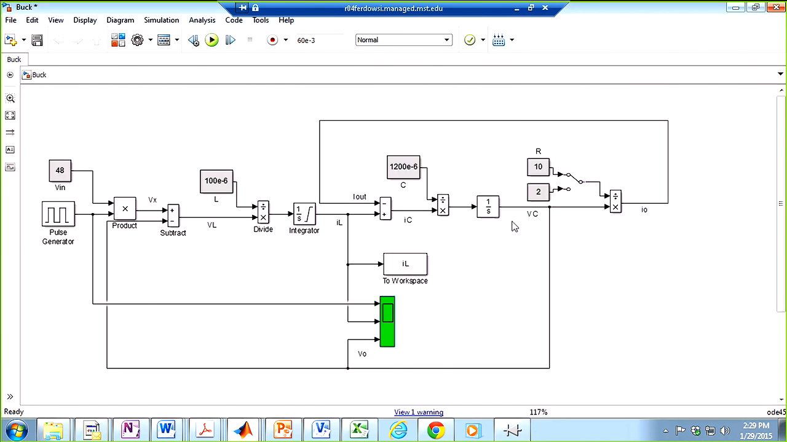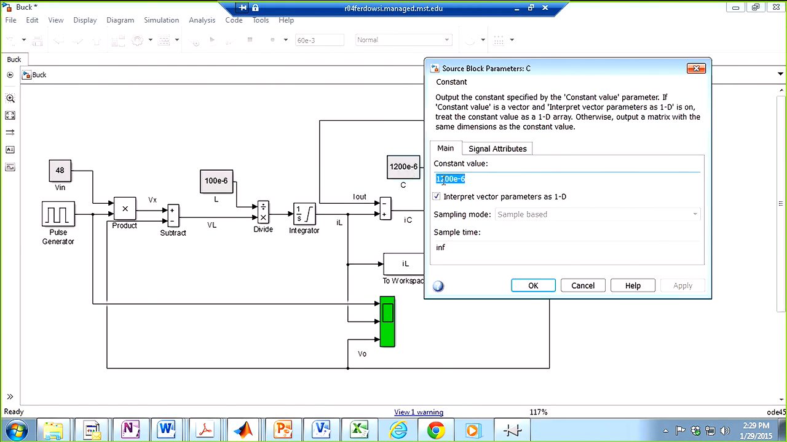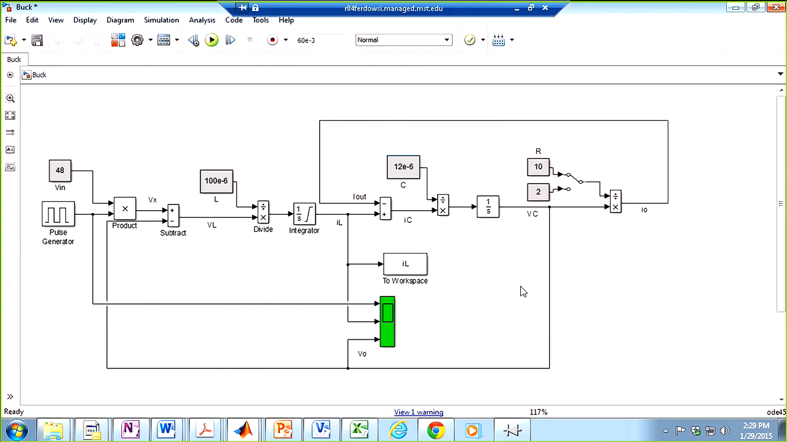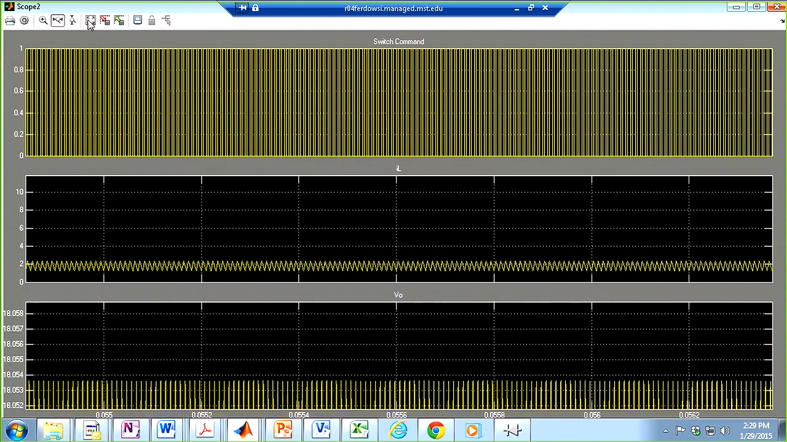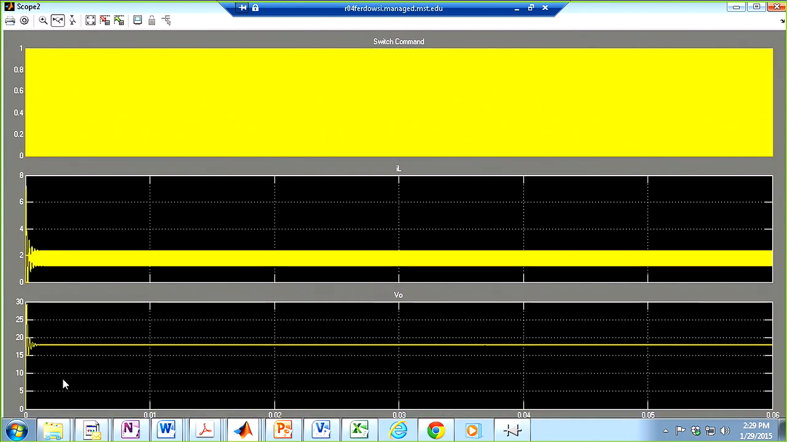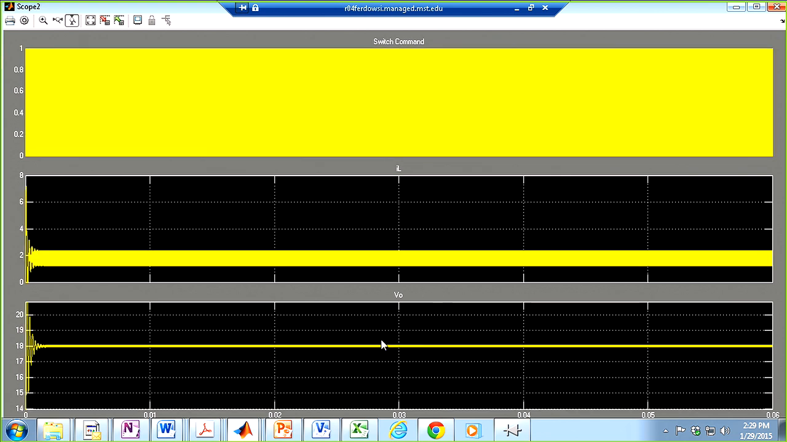Let's try a smaller capacitor. Instead of 120, let's make it 10 times smaller, only 12. So now you can see the system reaches the steady state very quickly. So it's a very fast system. That's what you want to see, a very quick system. The transition time is very short. Let's look at the ripple in the output voltage.